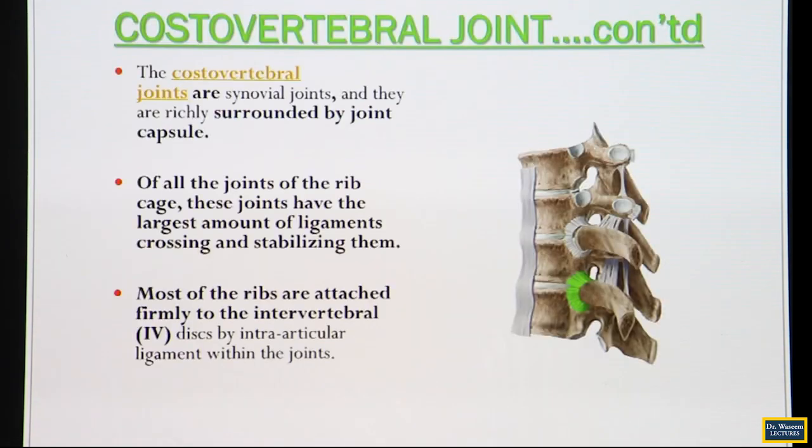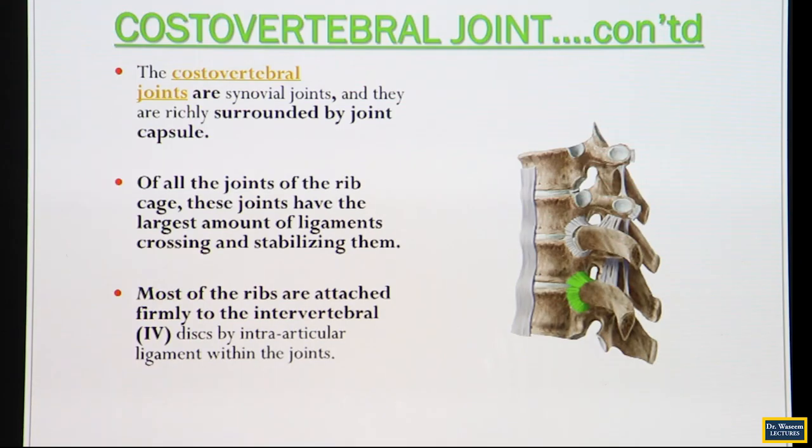These are some joints about the ribs anteriorly with the sternum, but you see the ribs posteriorly with the vertebral column. Costovertebral joint. Costovertebral means with the costa, meaning ribs, with the vertebral column, with the vertebrae. Costovertebral joints, again, these are synovial type of joints surrounded by the capsule.